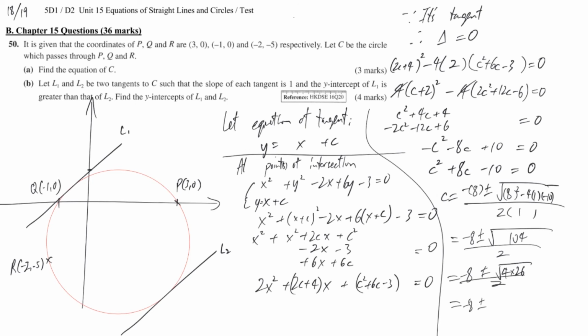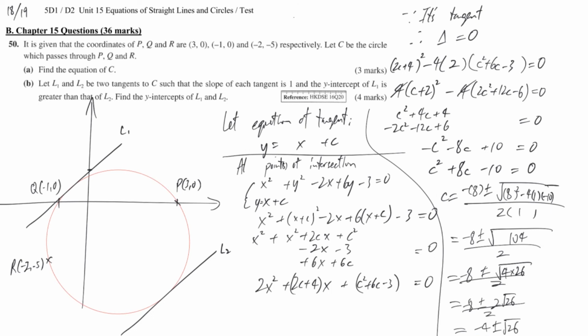So square root 4 can be separated and then it can be simplified to 2. Square root 26 is still square root 26. Therefore, if we divide both terms by 2, then we have negative 4 plus or minus square root 26.